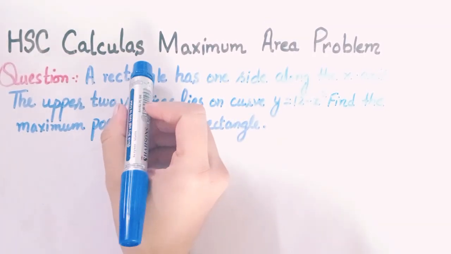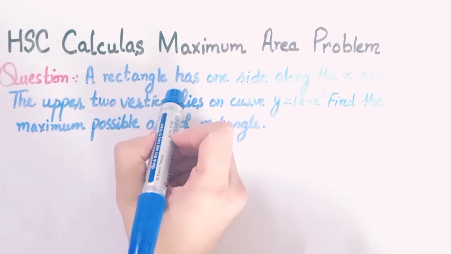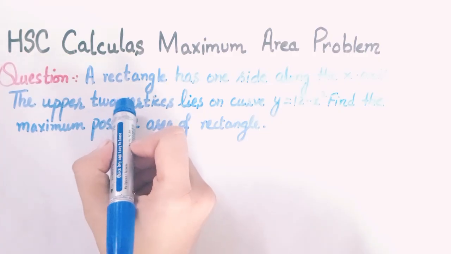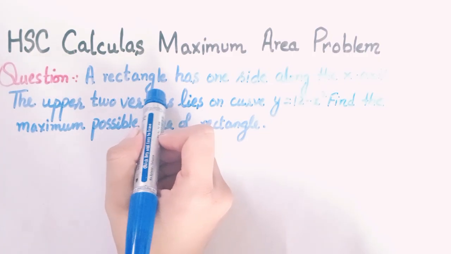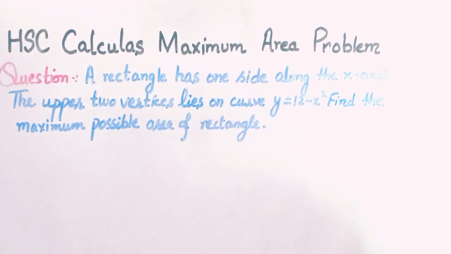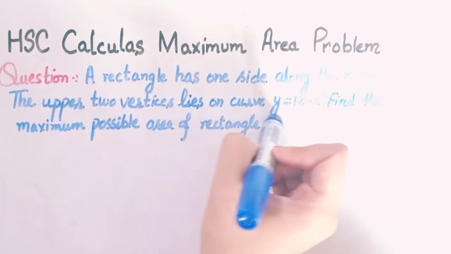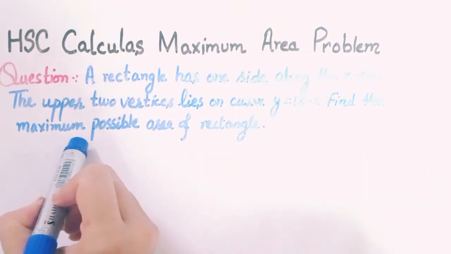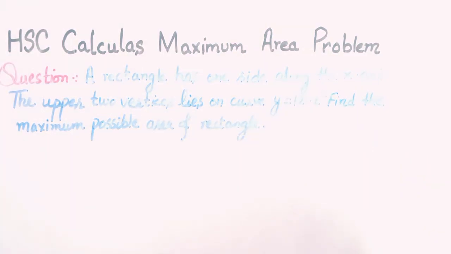Today we are going to solve an HSC Mathematics Advanced Calculus problem that looks complicated at first, but when you recognize the structure, it becomes easy. So, the question is: a rectangle has one side along the x-axis. The upper two vertices lie on the curve y equals 12 minus x squared. Find the maximum possible area of the rectangle.